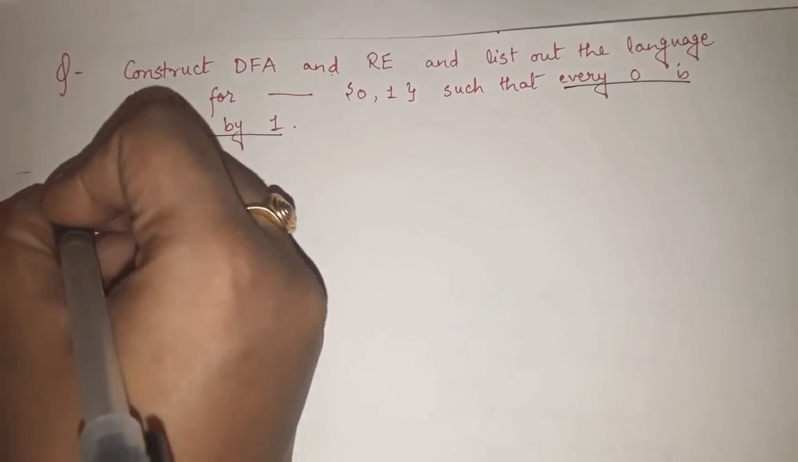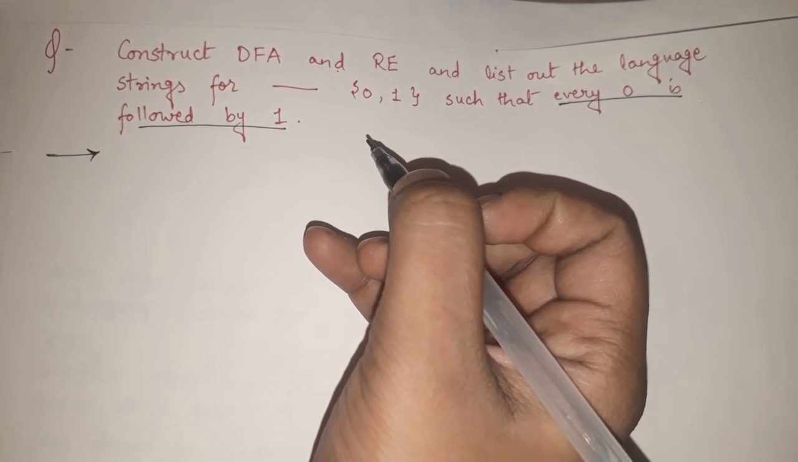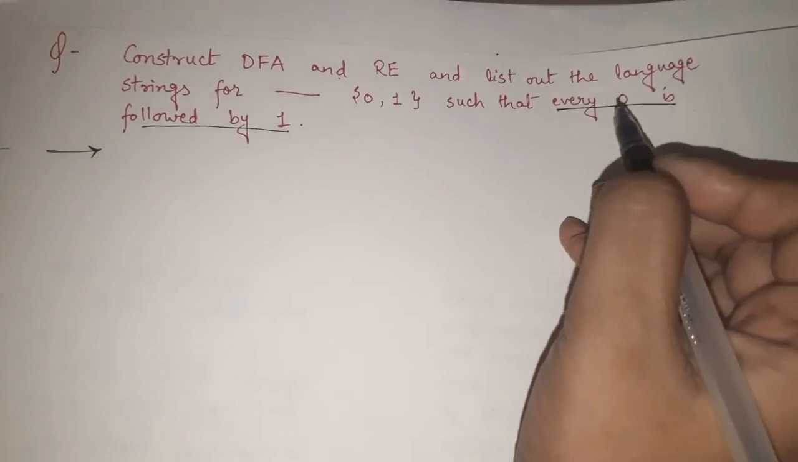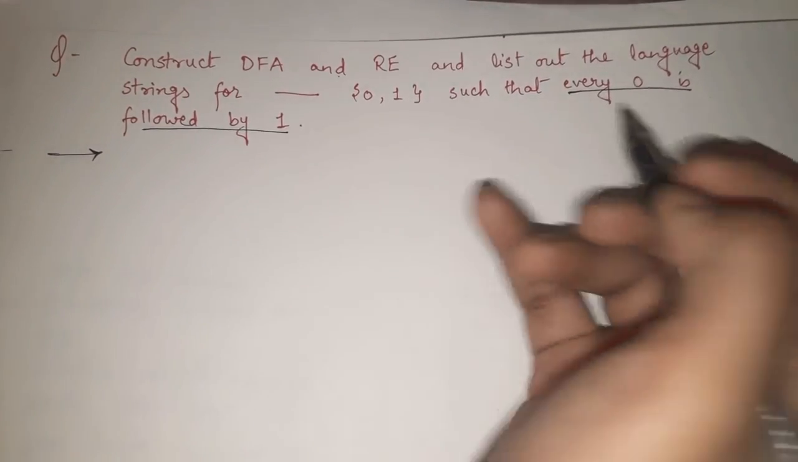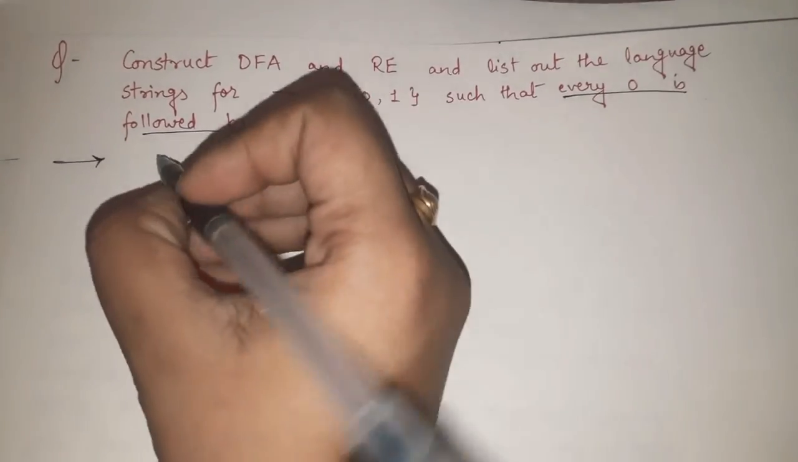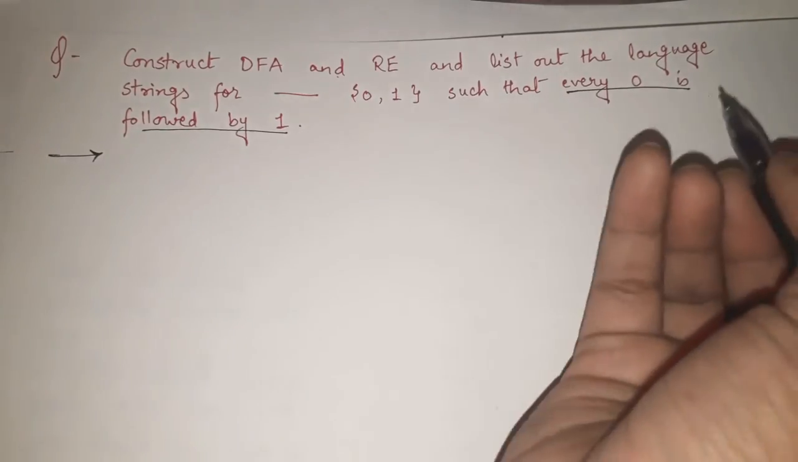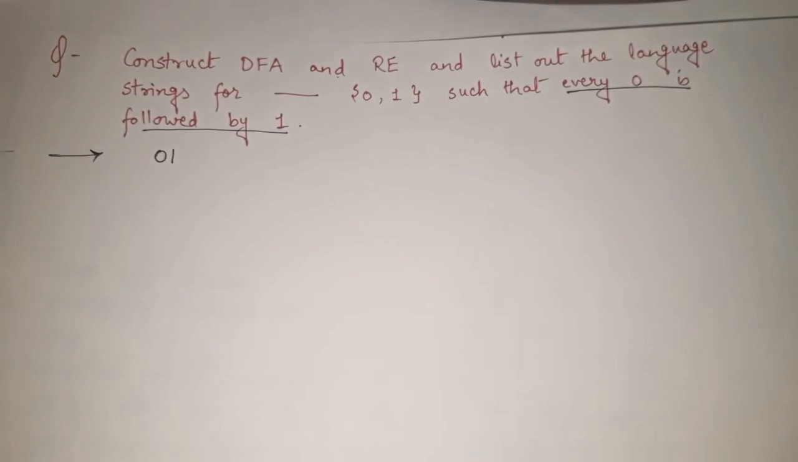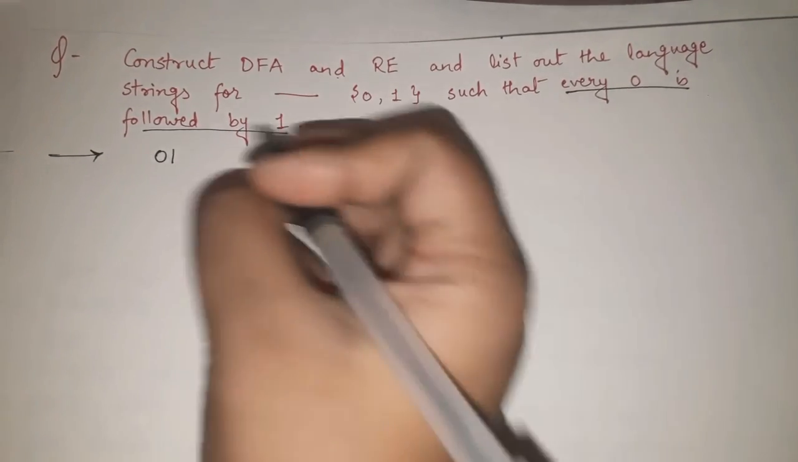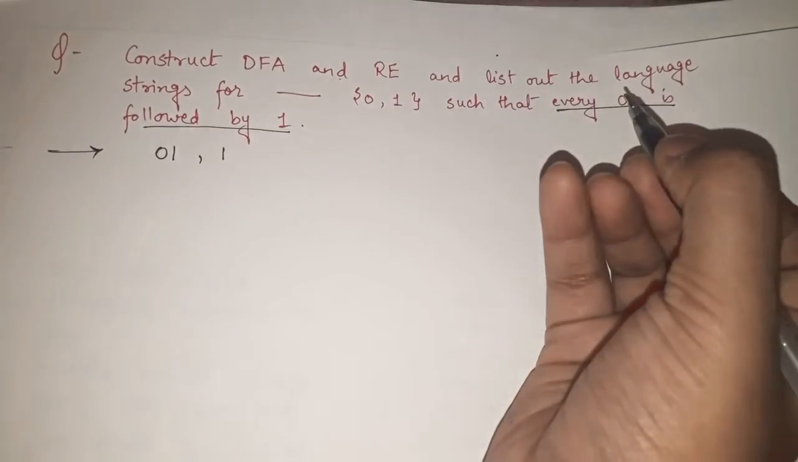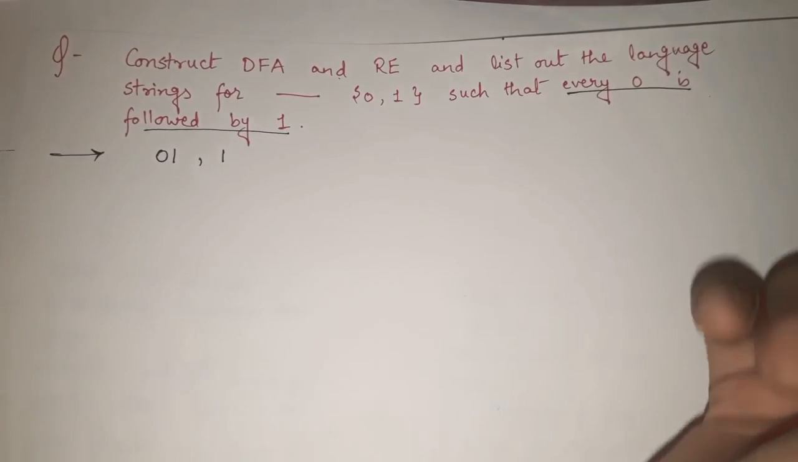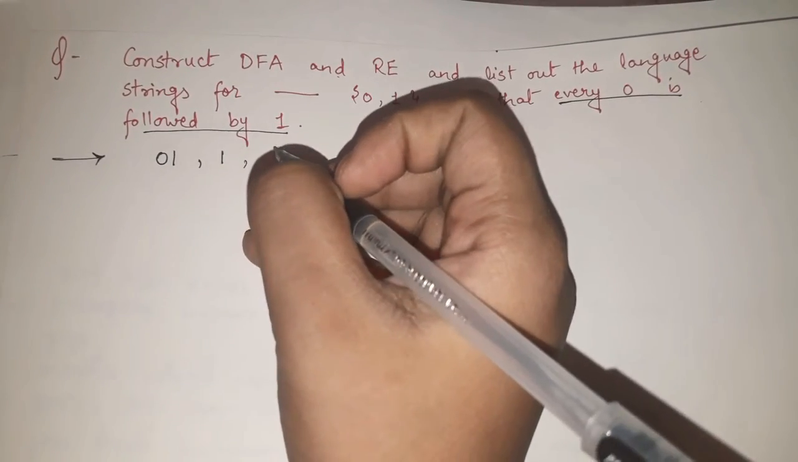So first of all, if we list out the strings, which strings will be there? See, no other condition is given. The only condition is every 0 should be followed by 1, and there is no condition for 1. So every 0 followed by 1, that means what? Whenever we have 0, we should have 1 after that. Simple. This is the only condition given to us. So 0 1 will belong to my language. Only 1? Yes. Because whenever we have 1, there is no problem. Fine. 1 is alright.